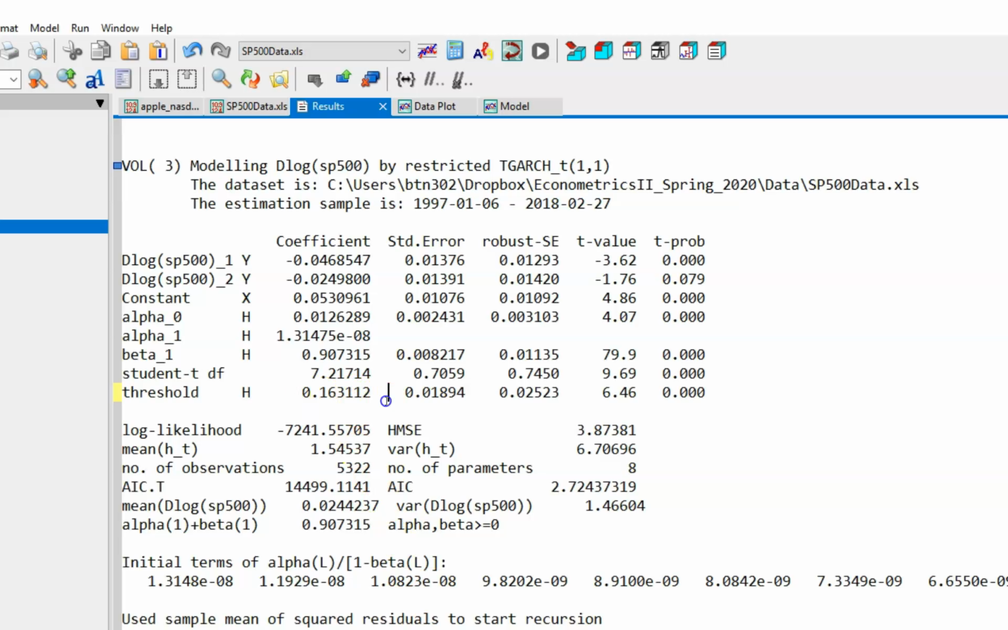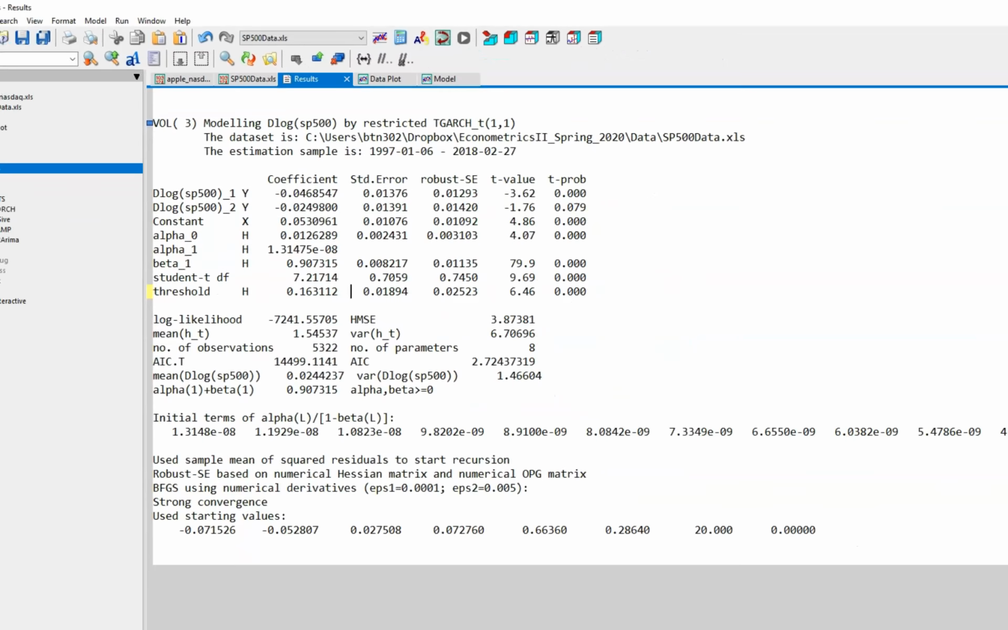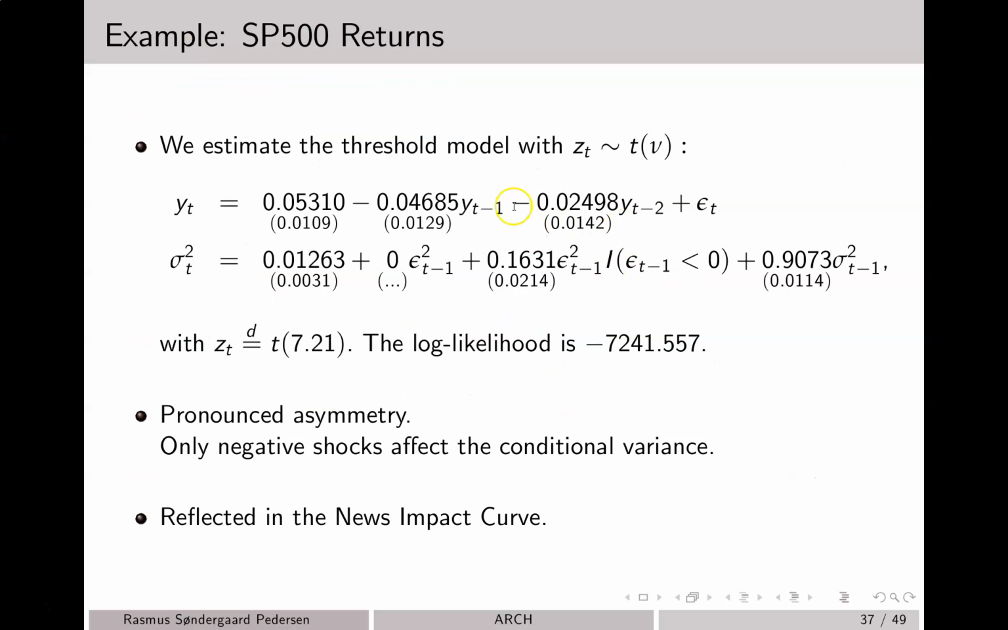What this suggests is that the conditional variance does not react to positive shocks, but only reacts to negative shocks. So we have a huge degree of asymmetry in this case, and I actually plotted the news impact curve for this model.